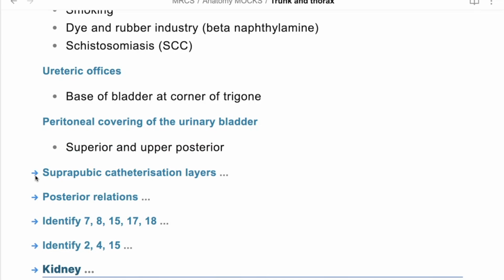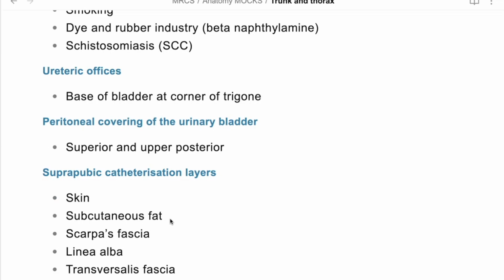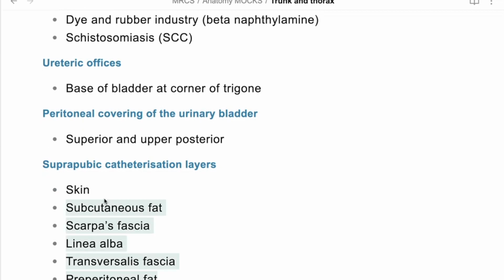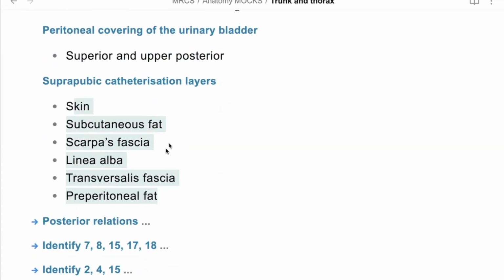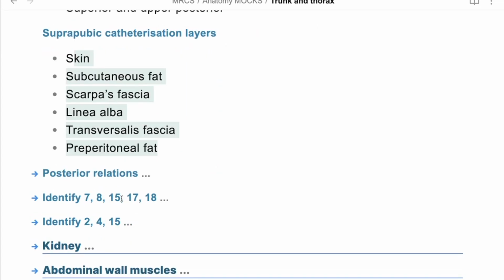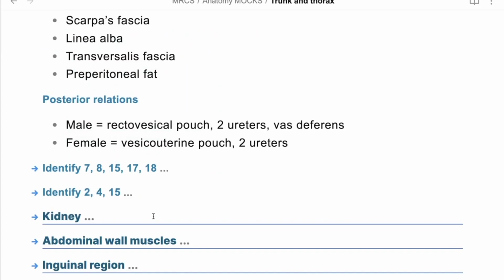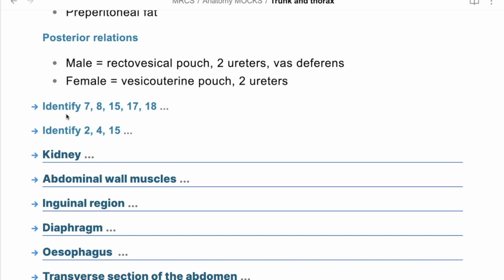Suprapubic catheterization. Do you know the layers for that? Yeah, skin, Scarpa's fascia, linea alba, transversalis fascia, and peritoneum. Okay. Do you remember that this is literally the same as for the midline laparotomy? Yeah, laparotomy. Okay. Forget about the posterior relation. It's just the retrovesical pouch and uterine pouch.